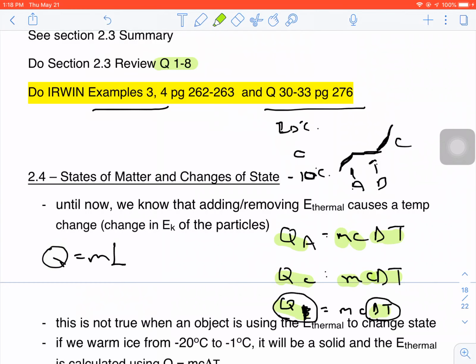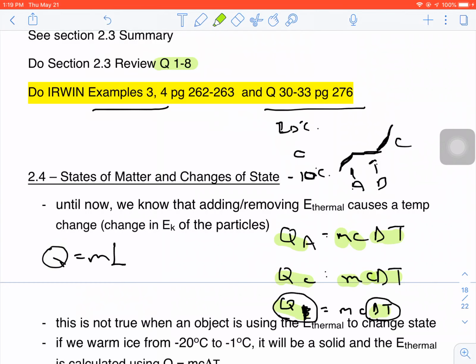Now, it turns out that L is called a specific, just like C is called a specific heat capacity. Specific heat capacity means it's specific. It depends what kind of matter we're talking about: liquid water, solid water, steel, copper, aluminum, air, oxygen. We know there are different C values for different types of matter. This is the same. This is specific latent heat. And that's telling me that there's a different L value for different types of matter.